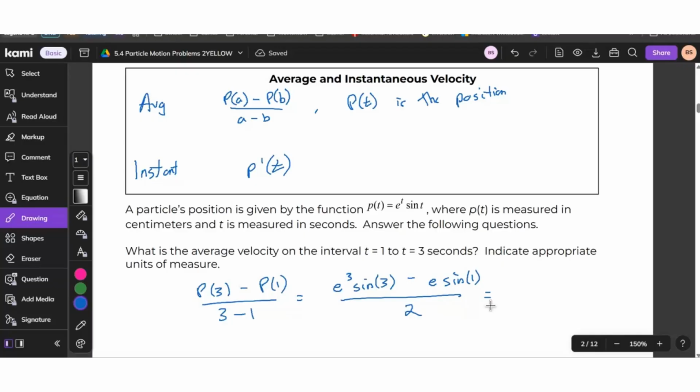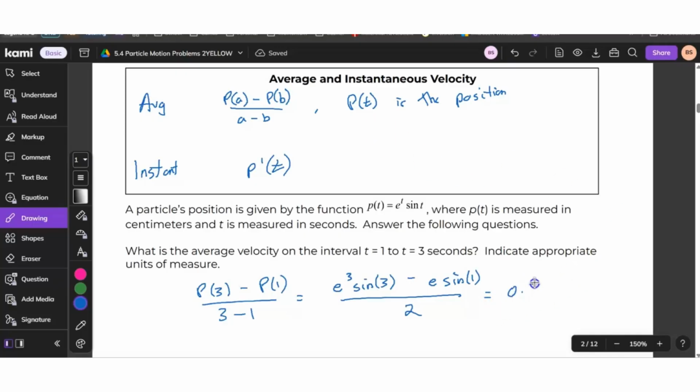Am I the only one doing it? Or Desmos it. That's true. You could Desmos it. E cubed times sine of 3 minus e times sine of 1. What do you need to make sure your calculator's in, in case you're in physics too? Radians. Good. Oh, I was like, wait. There we go. I forgot to divide it by 2.